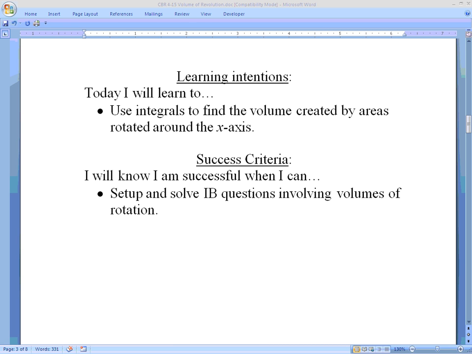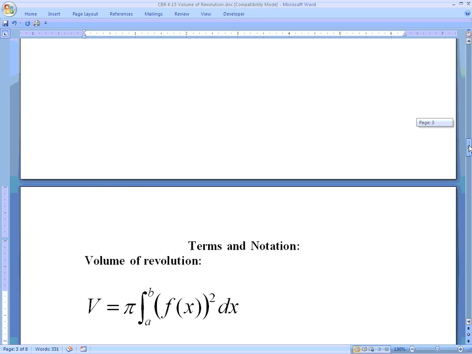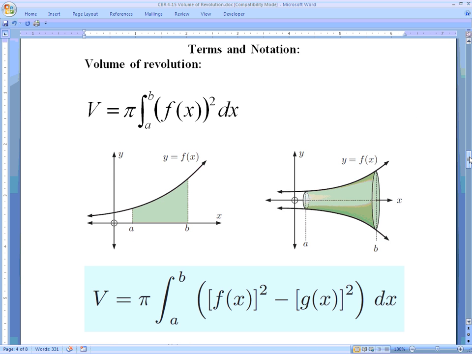We're continuing our unit on integrals, and today we will be talking about how to utilize integrals to find volume, specifically by rotating our functions around the x-axis. Hopefully, it should be a pretty interesting one. So to start with, we are going to give you a formula for volume of revolution, it's called.